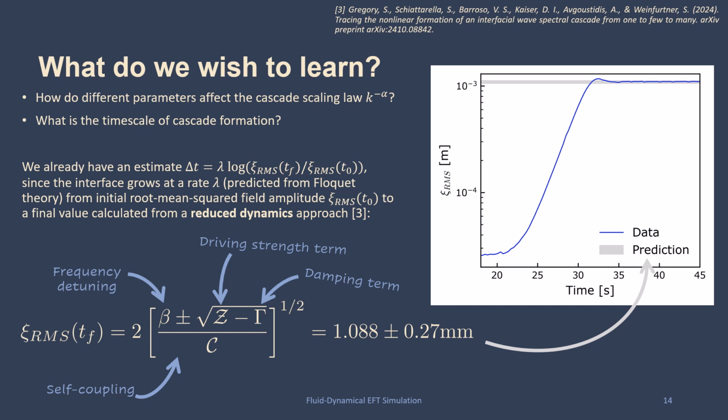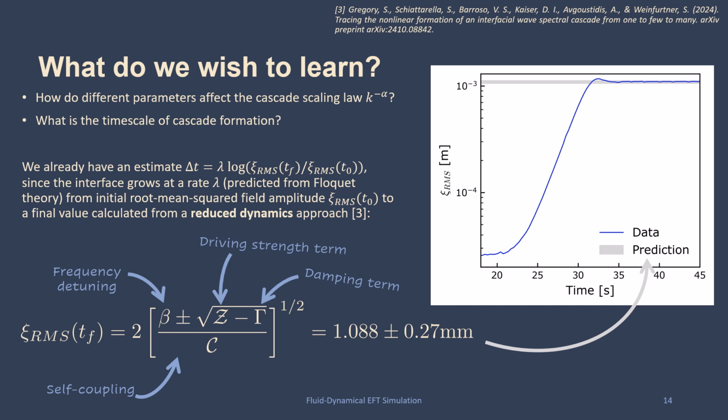So what is it that we actually hope to learn about cosmology through our analog experiment? Well, the first thing is about the scaling laws of the spectral cascades that form. We want to investigate how the spectrum changes as a result of different parameters, be they the experimental parameters of our system or physical constants in a cosmological theory. The second is that of timescales. How long does it take for the cascade to form? For this, we actually already have a prediction. We are able to predict this in our system by use of a reduced dynamics approximation.